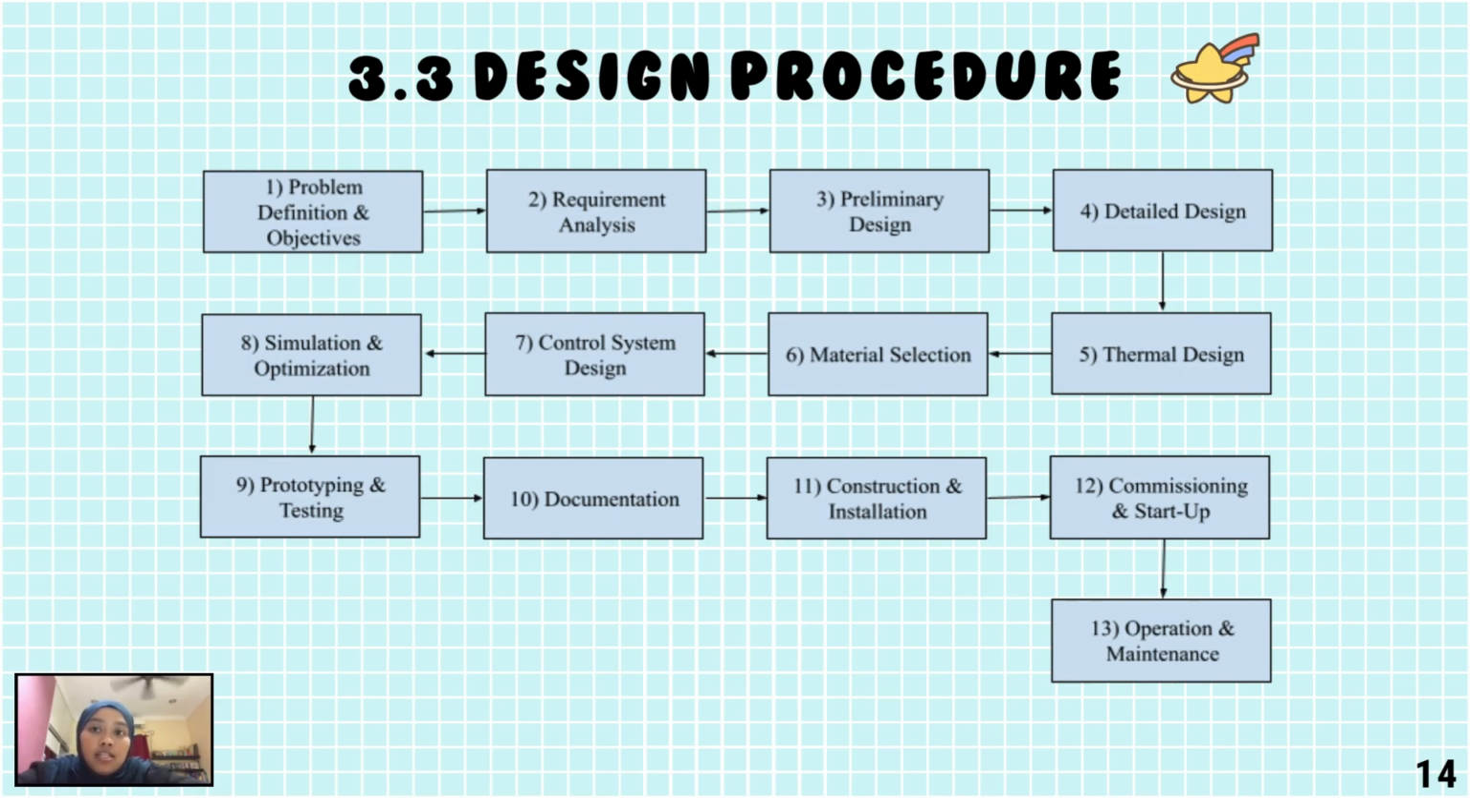This includes product specification, throughput, and energy efficiency targets. Additionally, the design must comply with industry regulations and safety standards to ensure both operational efficiency and environmental protection. Next is the preliminary design. It means that the basic structure of the distillation process is outlined.